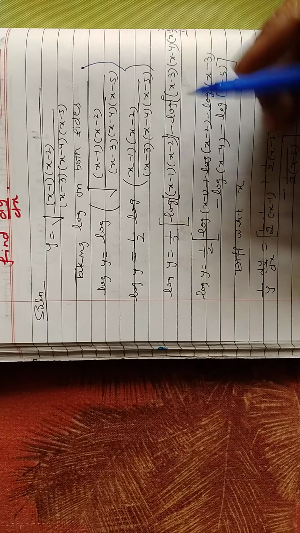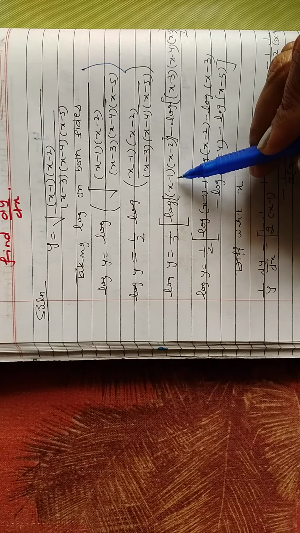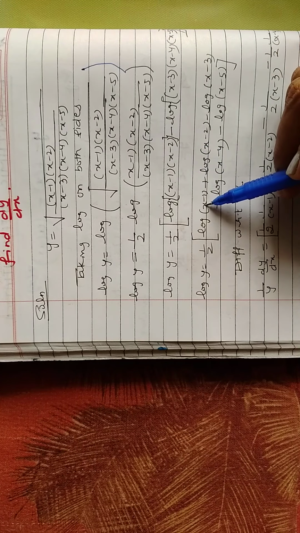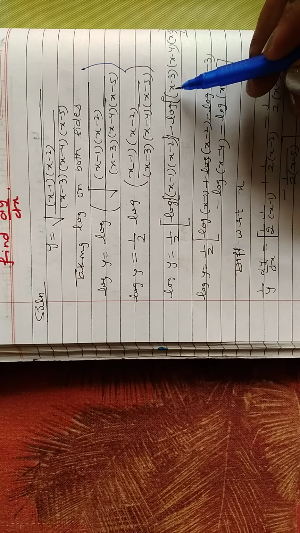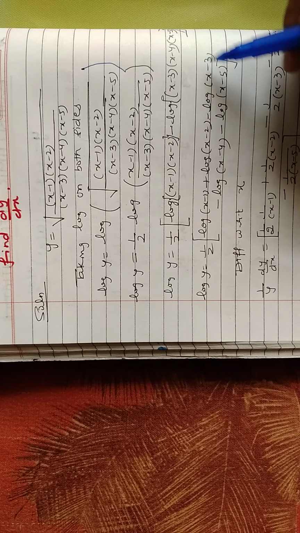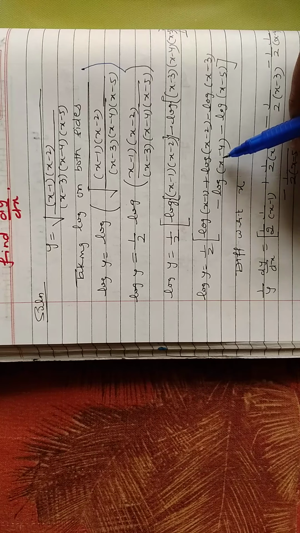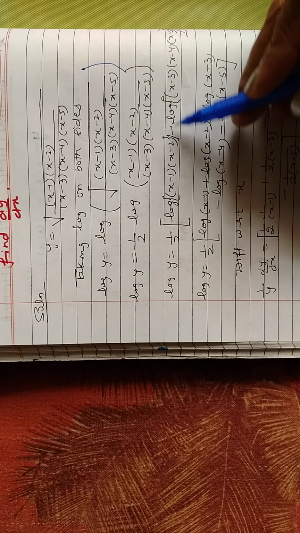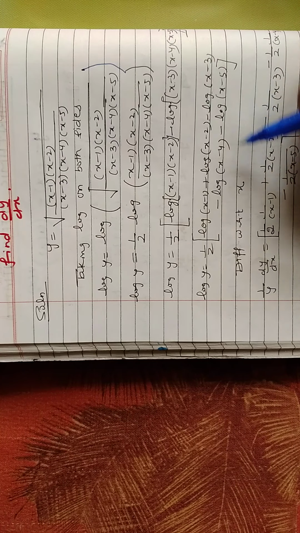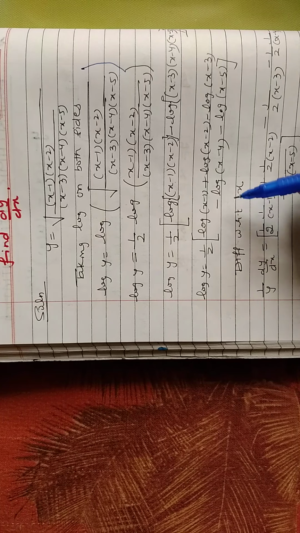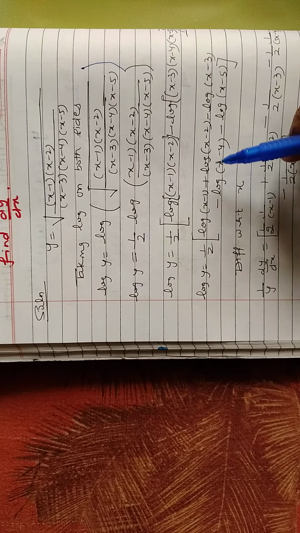Now you will use the next property in the next step. Log m into n is log m plus log n. This minus symbol stays as it is. Again, log u v w is log u plus log v plus log w, and since the minus symbol is there, this minus symbol will come with all. Clear? Now no more property of log can be used. So start differentiating with respect to x.